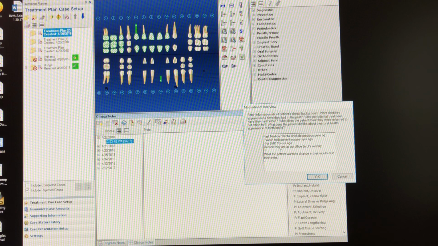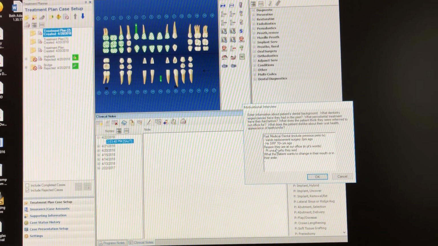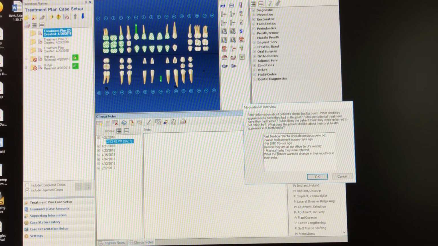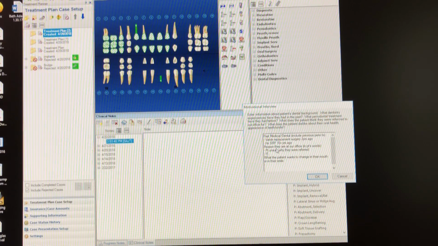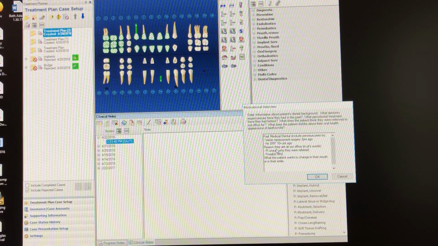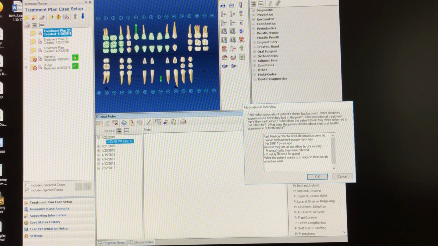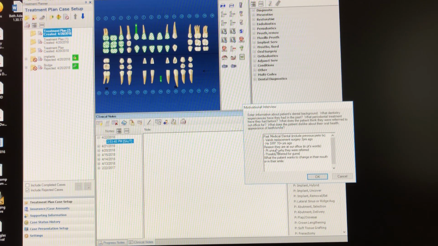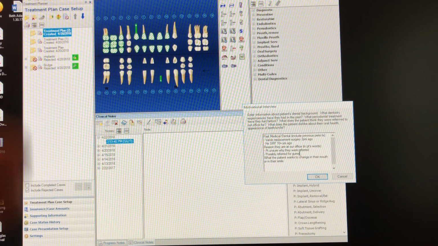And the patient says, well, I don't really know why I was referred, but somebody says I have gum problems. Well, then write patient unsure why they were referred. And then write possibly referred for gums. Something along those lines. I want this in the patient's words, so it's subjective information, but it has to be entered correctly like this.